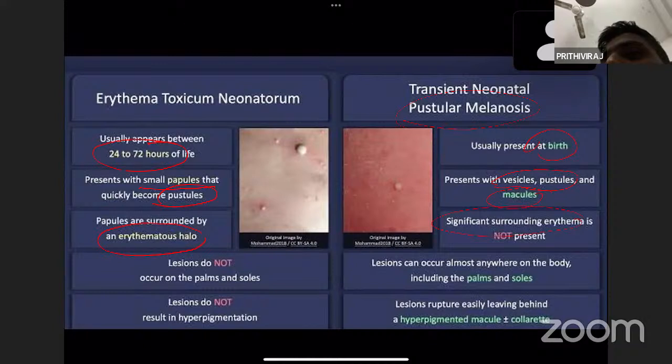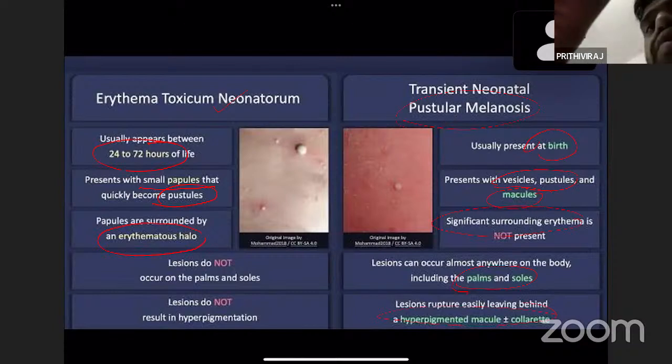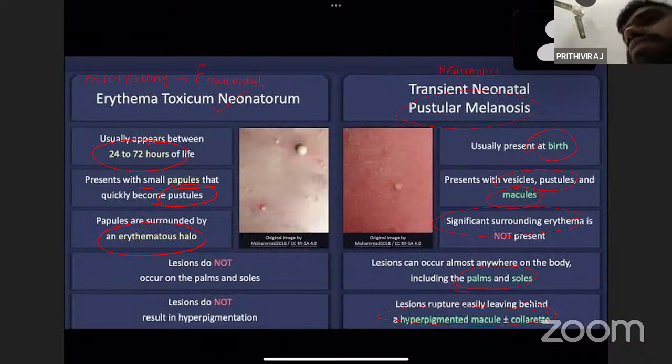They don't occur on the palms and soles in erythema toxicum neonatorum, whereas transient neonatal pustular melanosis occurs over the palms and soles. Lesions do not result in hyperpigmentation in erythema toxicum neonatorum, but in transient neonatal pustular melanosis you have hyperpigmented macules. In microscopic examination, it is not given here. In erythema toxicum neonatorum, eosinophils are abundant and seen in the base, whereas here it is neutrophils. Simple, right? So this is the difference that will be asked in your viva as well as your university: what is the difference between erythema toxicum neonatorum and transient neonatal pustular melanosis?